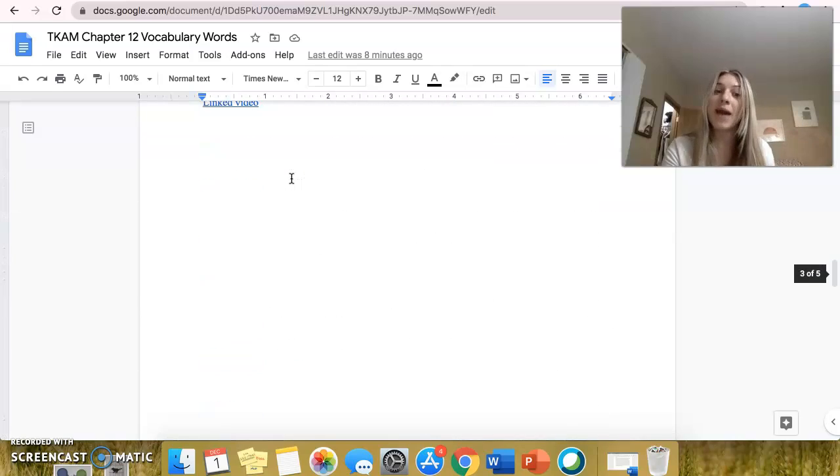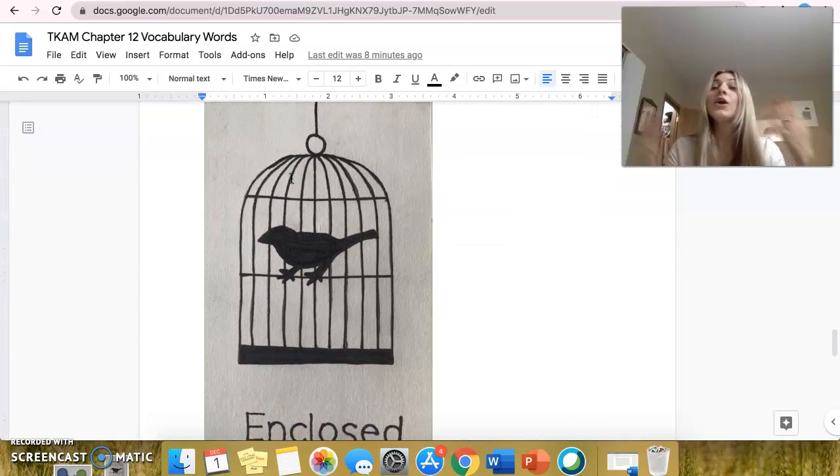So, getting back into it, you're going to make a drawing, and I have made a drawing of the word enclosed, which is what I've been using as my example all week. As you can see, I did it on just a note card, same as last time. Simple, straight to the point. I did it of a bird enclosed in a cage. So that's what I'm looking for.